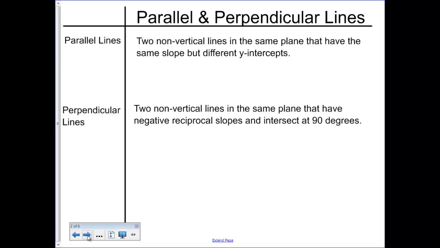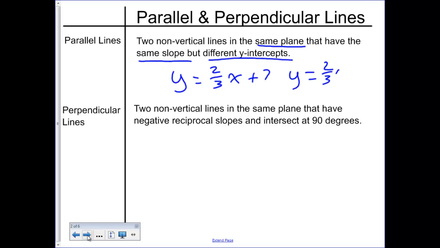First thing we'll look at is what are parallel and perpendicular lines. First is parallel lines: two non-vertical lines in the same plane that have the same slope, but a different y-intercept. Example, y equals 2/3 x plus 7 and y equals 2/3 x minus 3. These are parallel lines because they have the same slope, but their y-intercepts are different.